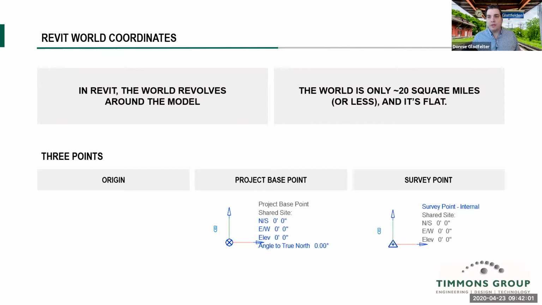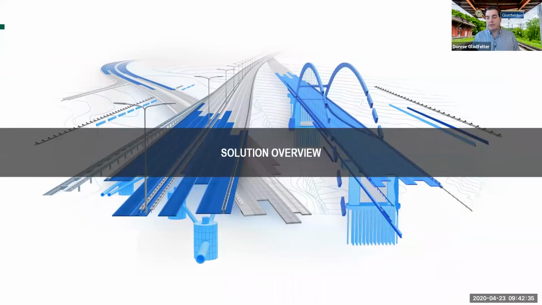Now, the third point that we have inside of Revit is something known as the survey point. And this is how we can assign real-world coordinates to a Revit model. But as I mentioned, the world is flat and it's no more than 20 square miles. So while we do have this facility that allows me to set a real-world coordinate, that real-world coordinate is probably going to be beyond 20 miles from the project base point, or really the model origin. So we need to find a way to navigate and thread this needle.